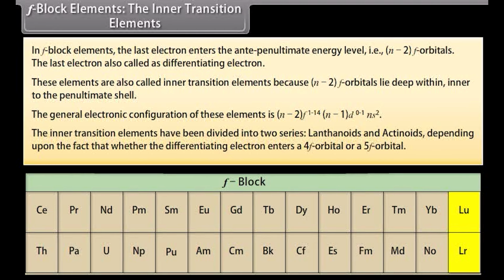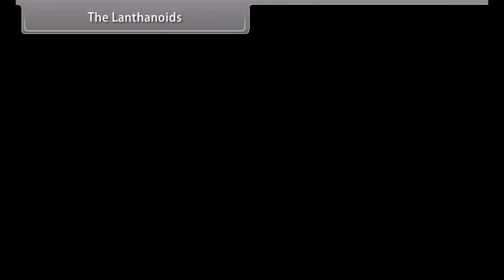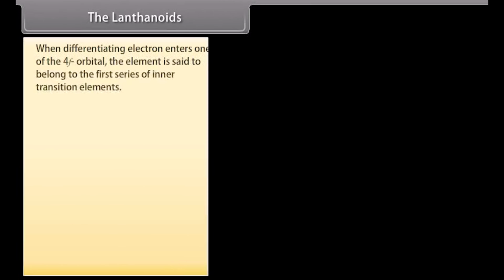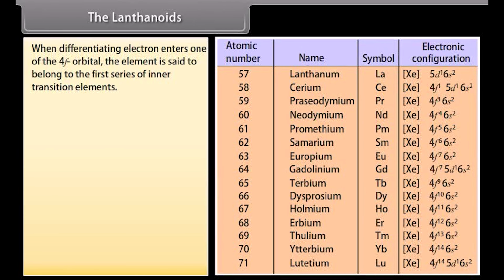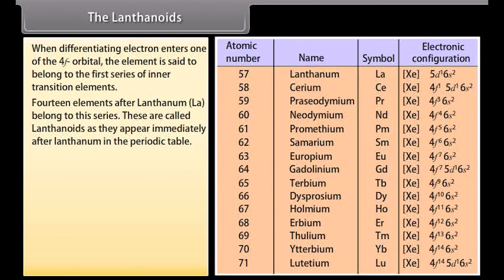The inner transition elements have been divided into two series, lanthanoids and actinoids, depending upon whether the differentiating electron enters a 4f orbital or a 5f orbital. The lanthanoids. When differentiating electron enters one of the 4f orbitals, the element is said to belong to the first series of inner transition elements. 14 elements after lanthanum belong to this series.